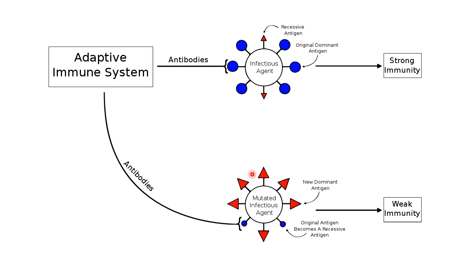And these new dominant antigens will not be recognized. It will elicit only a primary response, but memory cells will not be able to recognize the new dominant antigens. They will recognize only the recessive antigen. So the immune response will not be very powerful. Okay, that is called as antigenic sin.